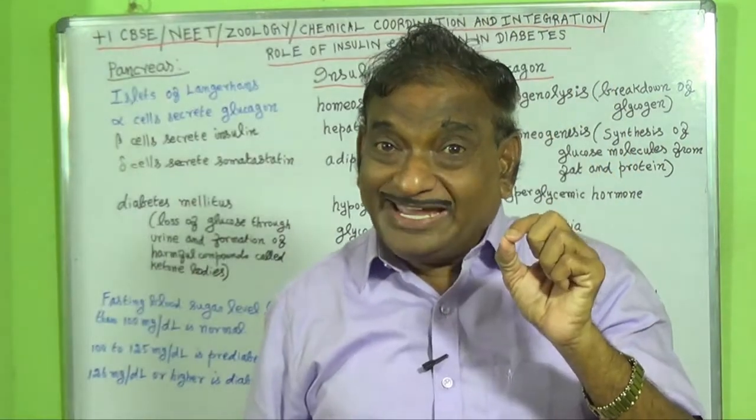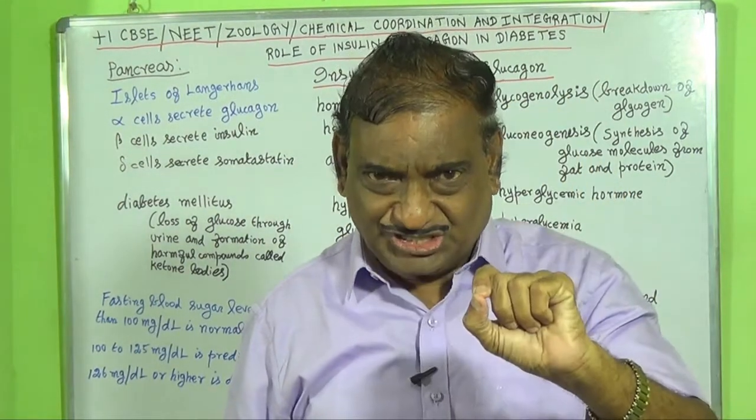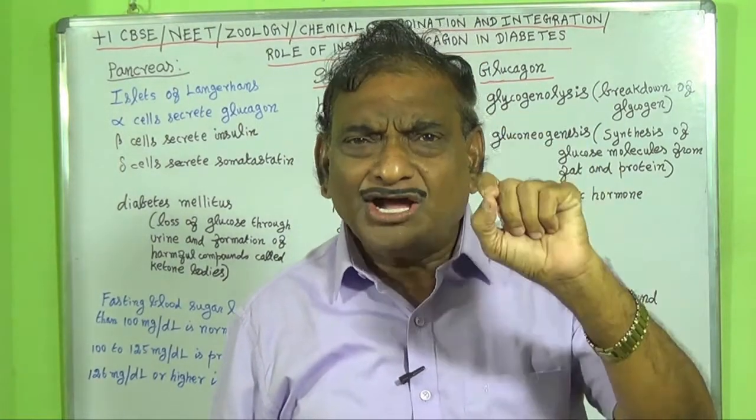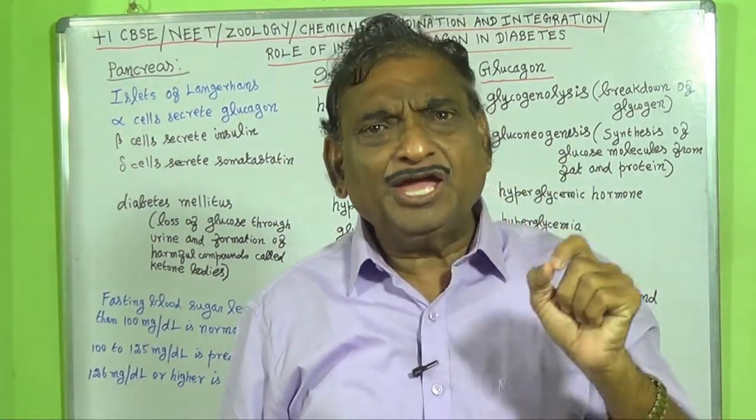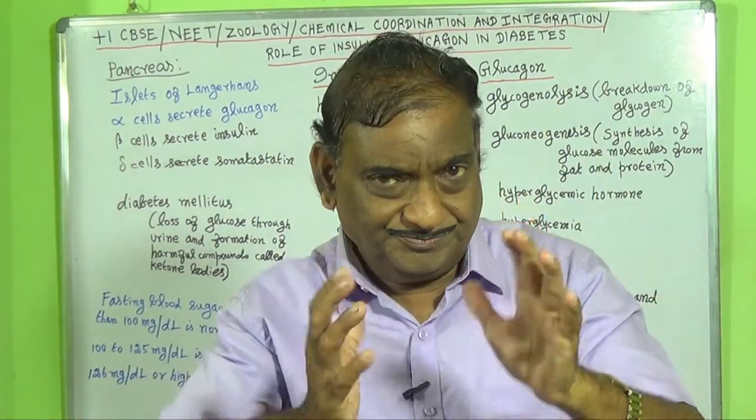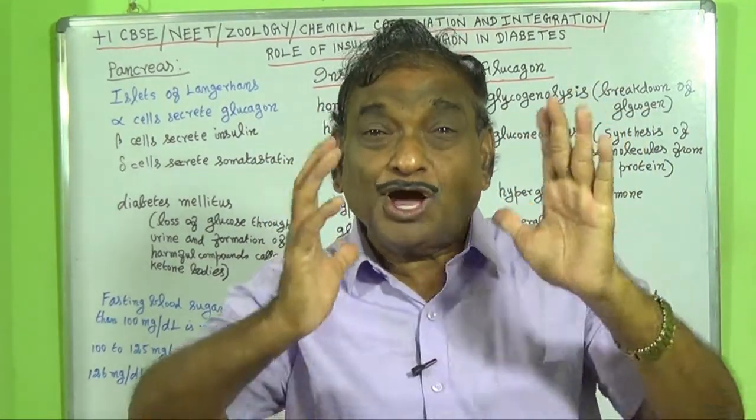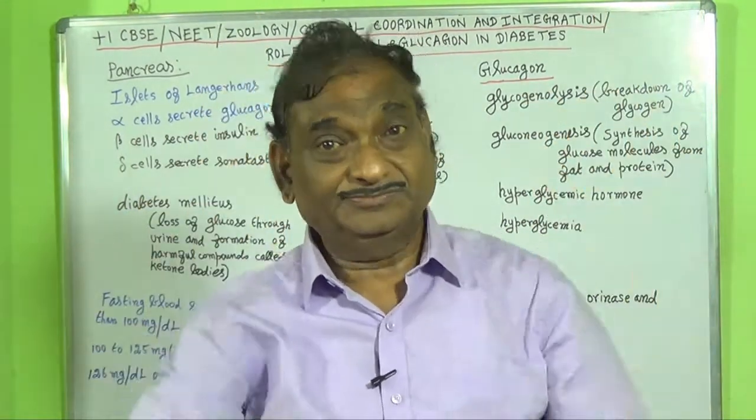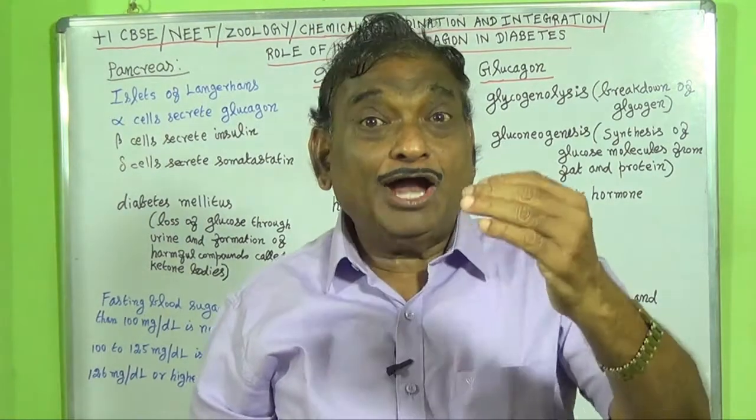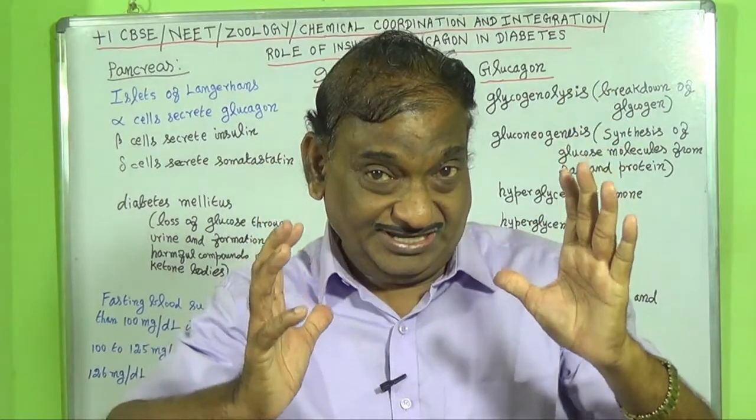Do you know the structure of the pancreas? The structure of the pancreas is leaf-like. Where is this pancreas placed? It is placed between the limbs of the duodenum. What is the duodenum? The duodenum is the first part of the small intestine. The pancreas is placed on the back side of the stomach in the abdominal cavity.